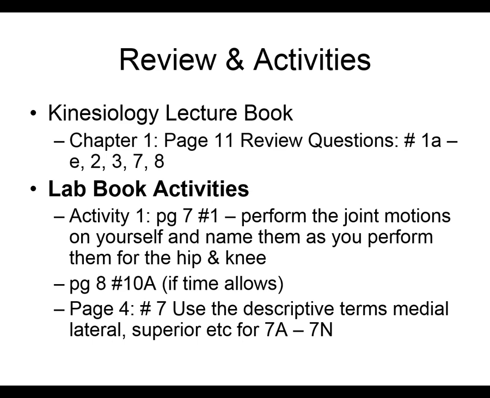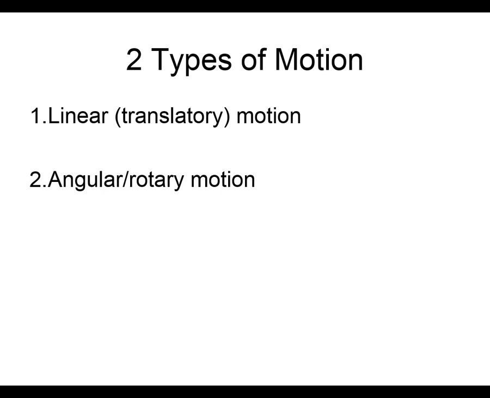Okay, moving along into the two types of motion, and these are important to know as well, and that comes later. You'll understand why as we go throughout these chapters, and even in the program you'll understand. So we have linear and angular or rotary motion. Basically, the linear motion is a straight line from one point to another.